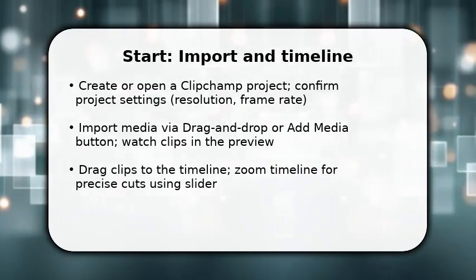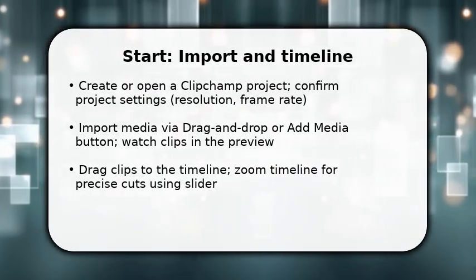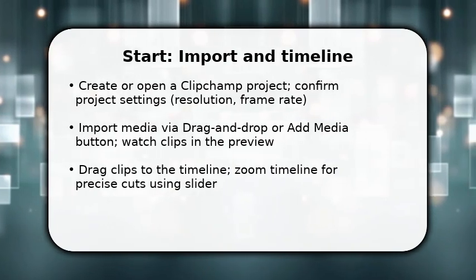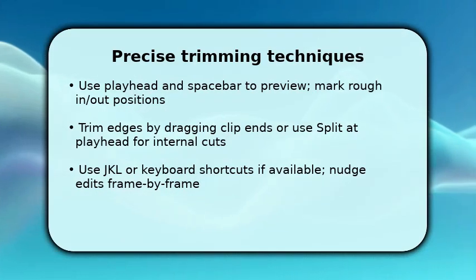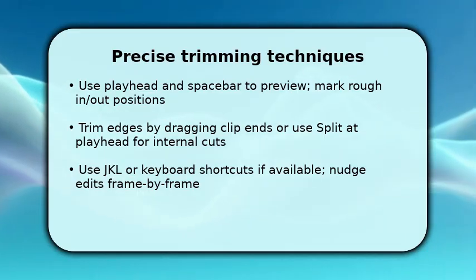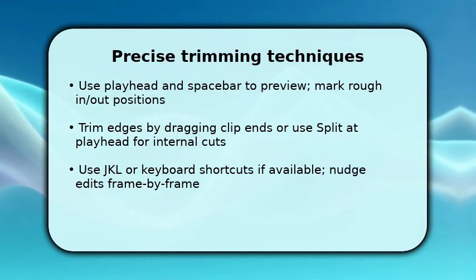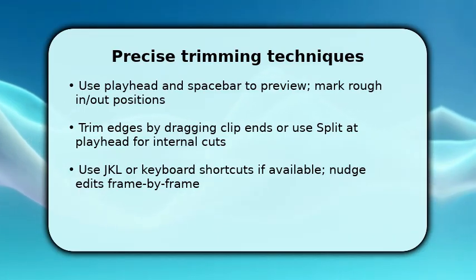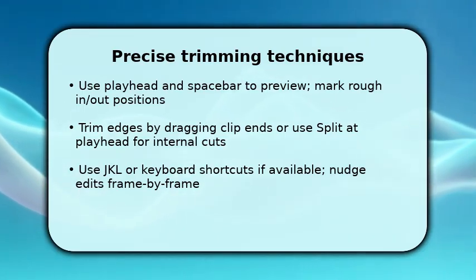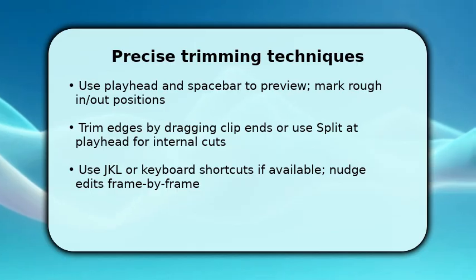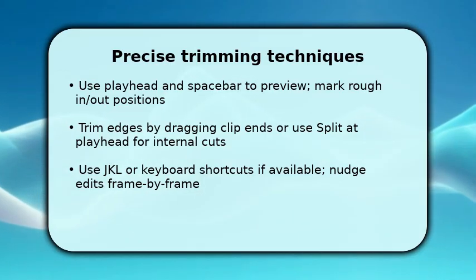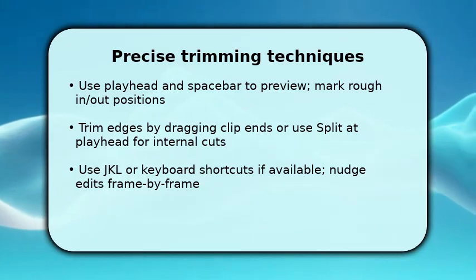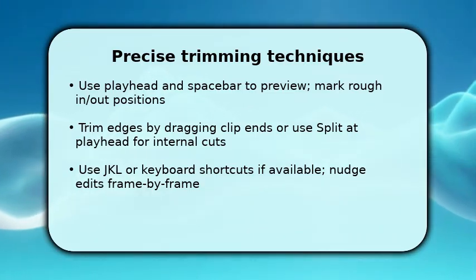Set playback to loop and play the area you'll trim to identify exact in and out moments. Now focus on precision. Position the playhead where you want the cut and press spacebar to preview so you can hear and see the exact point. Then either drag the clip edge inward to trim or choose split at playhead to cut in the middle and remove unwanted sections. Make sure to nudge the playhead frame by frame for exact alignment. This reduces jump cuts and keeps audio in sync.